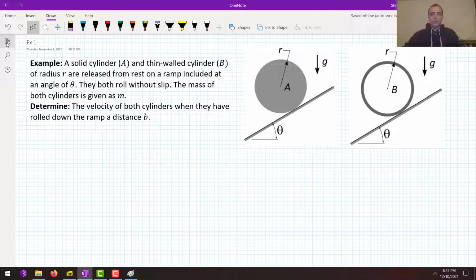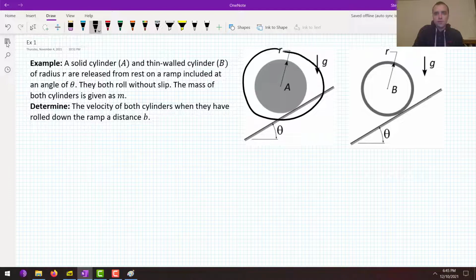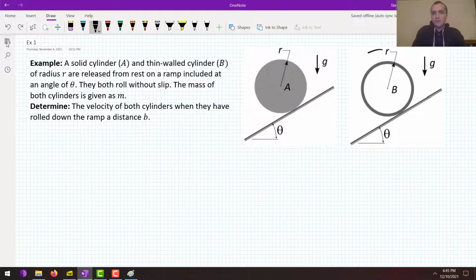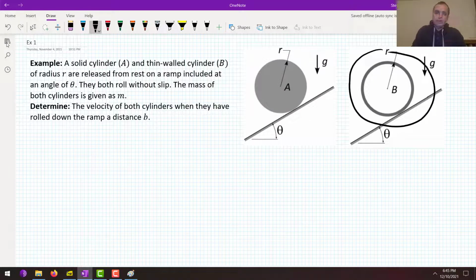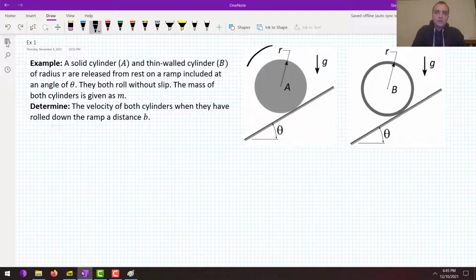Okay, so what do we know in here? First of all, we have two cylinders. One is solid and the one that is hollow, thin-walled. So the question is, which one will be faster?